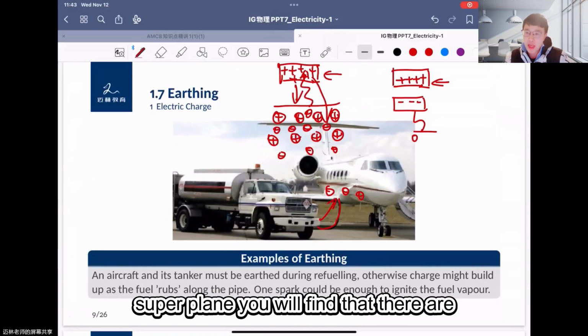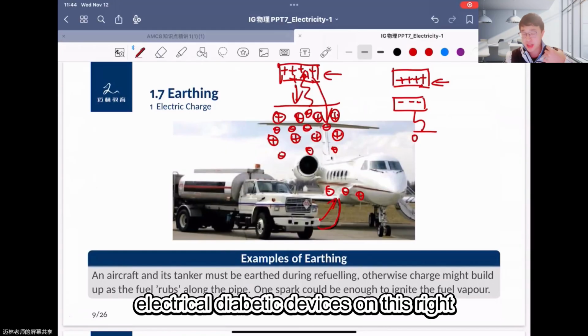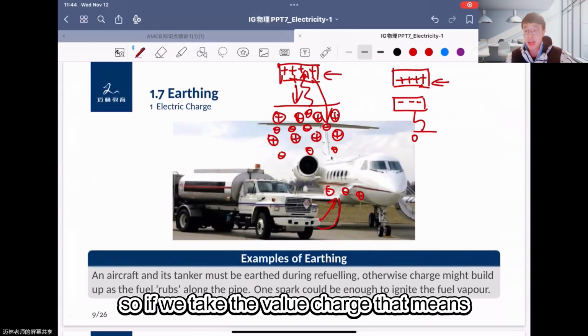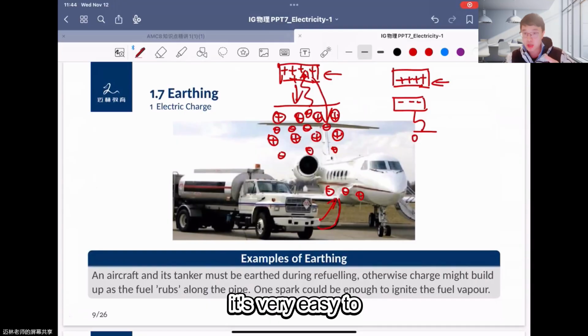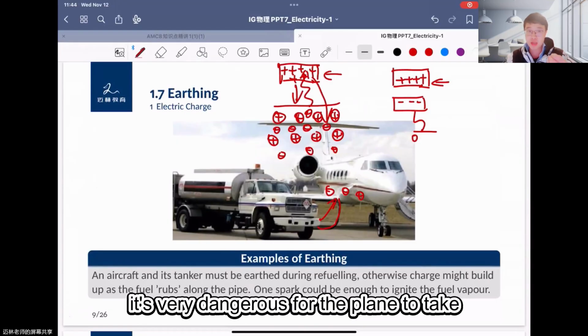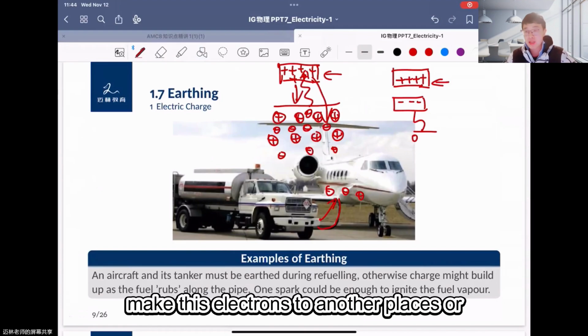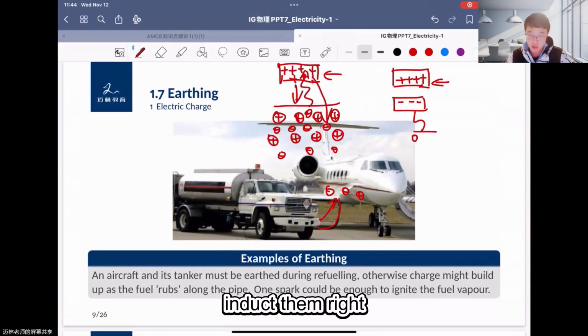For a plane, you will find there are many panels and signal apparatus, and we have to put many electrical devices on it, right? So if it takes on negative charge, it's very easy for it to explode on the plane. So it's very dangerous for the plane to hold the electricity. So we must move these electrons to another place, or we have to discharge them, right?